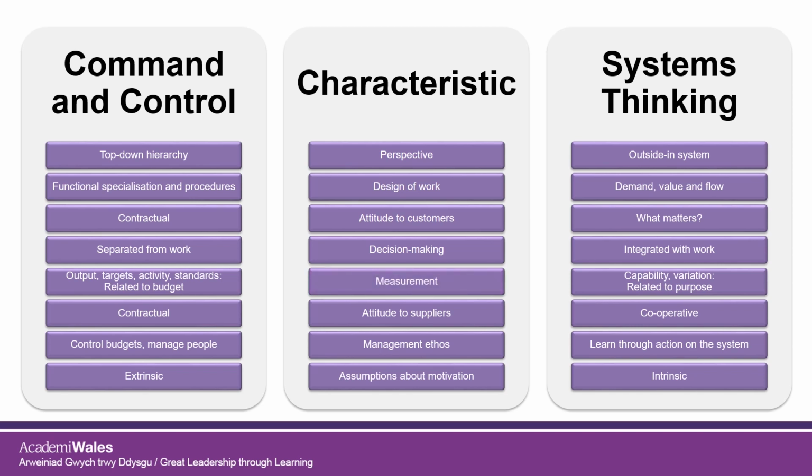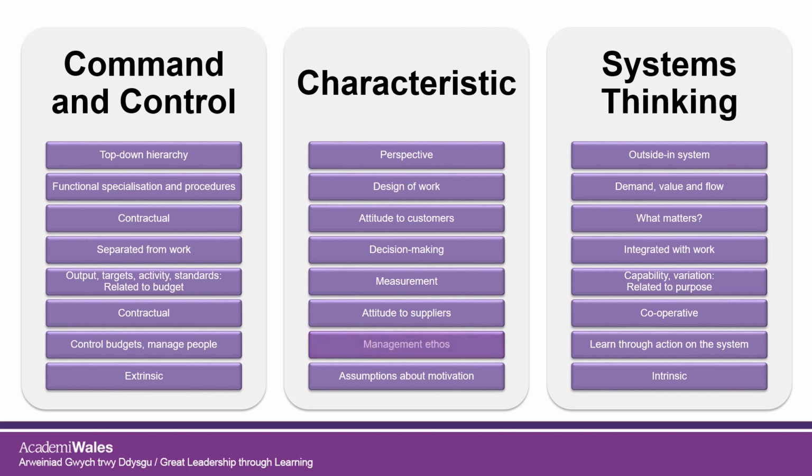When we look at measurement and the command and control, it's all about outputs, targets, activity, standards related to budgets. Where when you look at systems thinking, it's all about the capability of the system, the variation related to the purpose of why they're there. Attitude towards suppliers. As you can see here, contractual, which again is you do this for us, we do this for you. Or systems thinking, cooperative. Let's work together to make the system work.